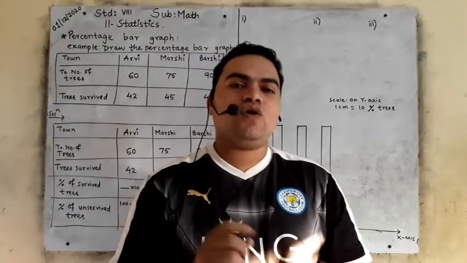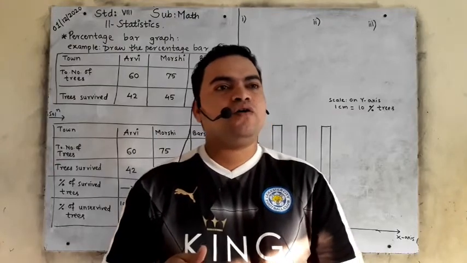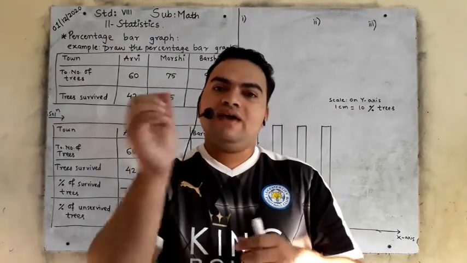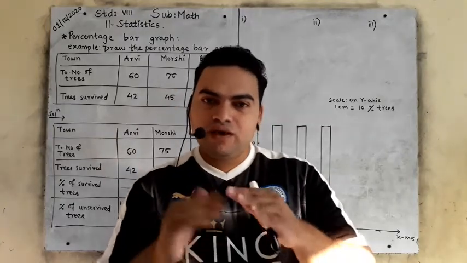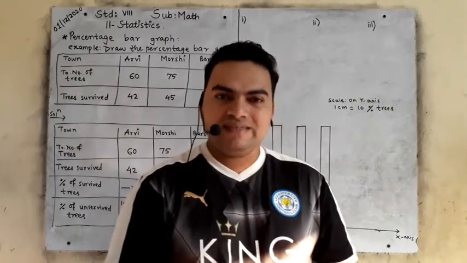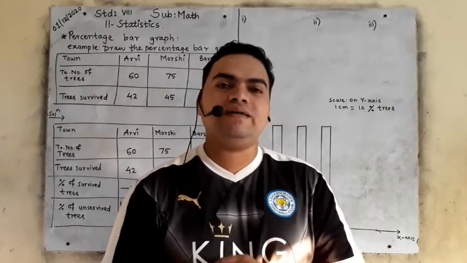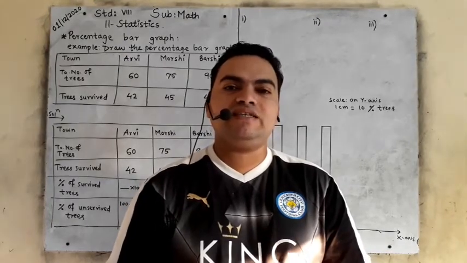Then according to the separation of boys and girls, or men and women, we divided the bar. We only filled one part and the remaining part we left for another topic. Is it clear? So that was subdivided bar graph. Today I will explain to you what is percentage bar graph.